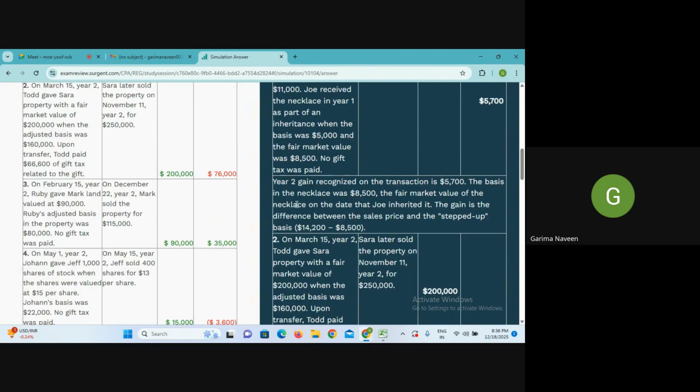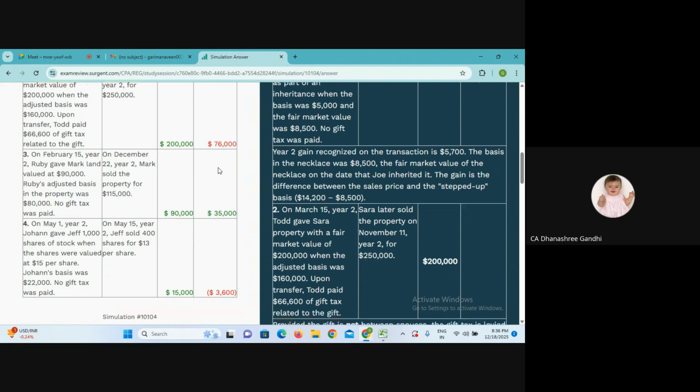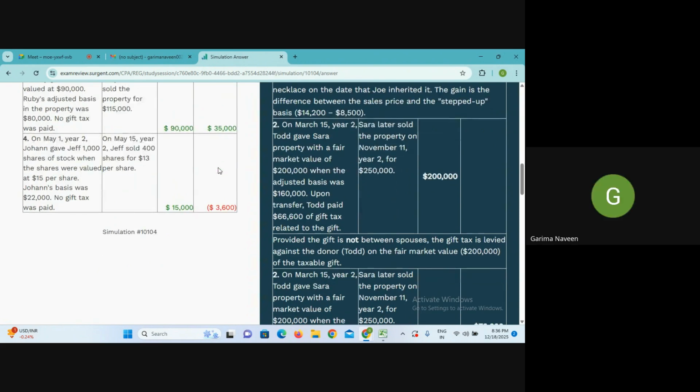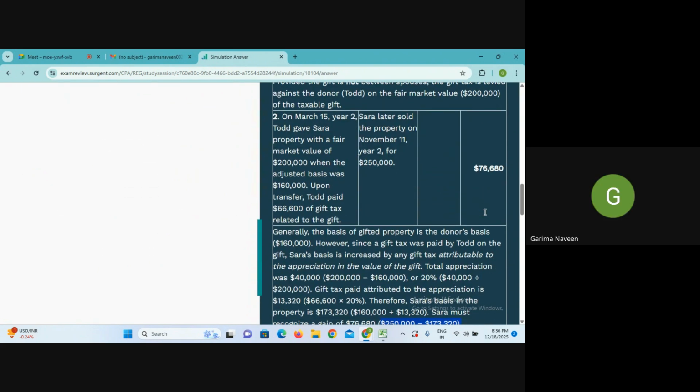Any doubt in second question? No, ma'am, now understood. It was just a calculation mistake. Got it. Okay, okay. So last question.